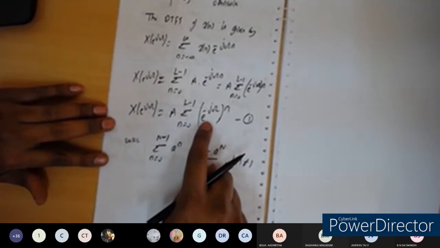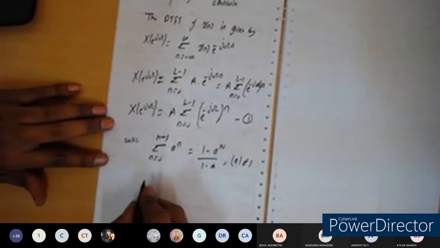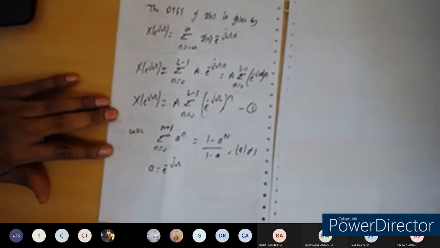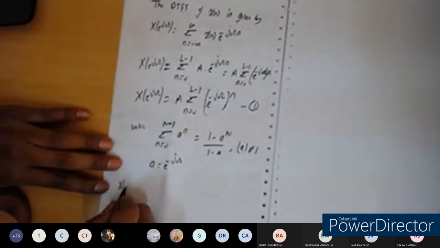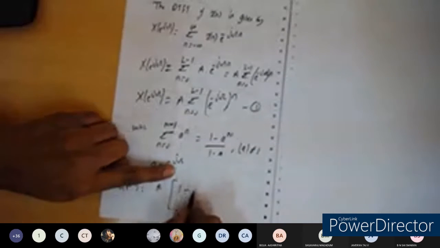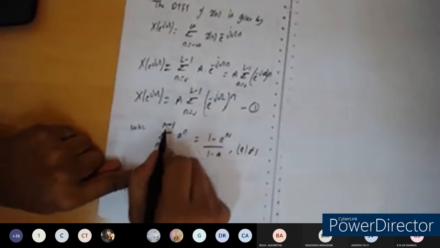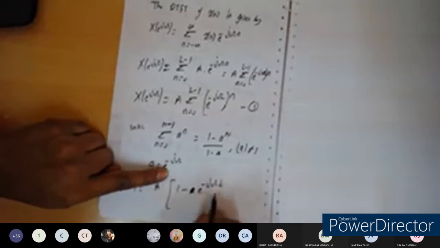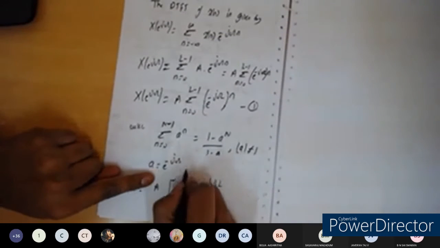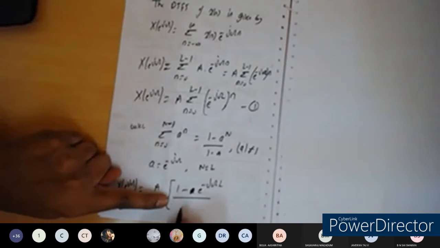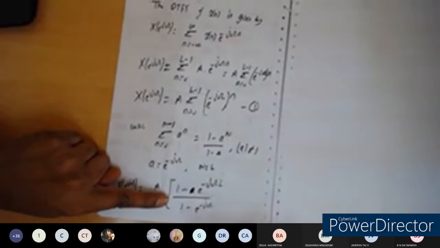So here in place of this one, we have the value of a. a is equal to e to the power of minus j omega. So let us substitute and evaluate the summation. X of e to the power of j omega is equal to a into 1 minus a to the power of, in place of N we have L. So a is nothing but e to the power of minus j omega, and N is nothing but L in the given problem. So we can write 1 minus e to the power of minus j omega L.